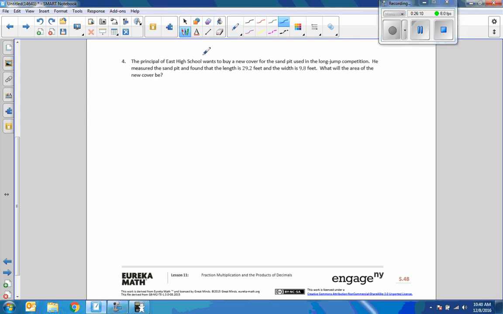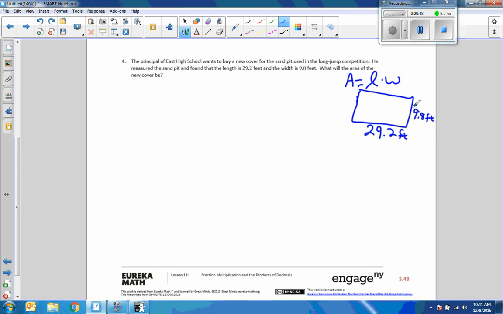Alright. The principal of East High wants to buy a new cover for the sand pit used in the long jump competition. He measured the sand pit and found the length is 29.2 feet, and the width is 9.8 feet. What will be the area of the new cover? Remember, area equals length times width. It's a rectangle, and this is 29.2 feet and 9.8 feet. So it's always a good idea to draw a picture, especially when you get into geometry in a couple of years. Definitely draw pictures to be quick.